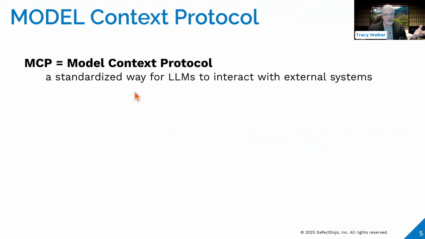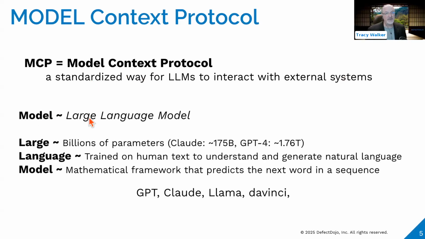Let's break down this word real quick, because this is going to help you understand why this is important. So we're talking about Model Context Protocol, MCP. What does that mean? It's a standardized way for LLMs to interact with external systems. I'll try not to read the slides to you, but we've got to break this down a little bit. So let's start with model. What are we talking about here? Well, that's referencing the large language model.